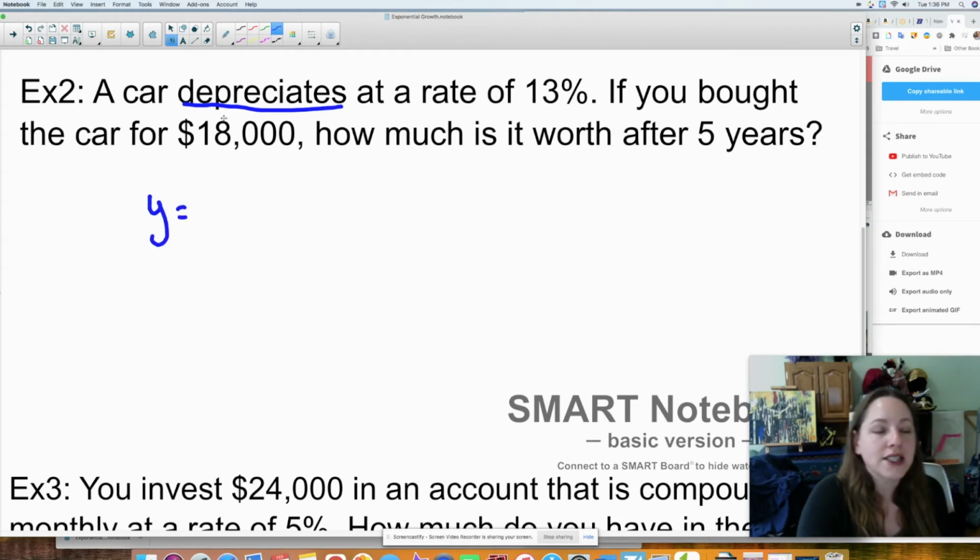Y equals, it said I bought the car for 18,000, so that's my initial value. Because it's decay, I'm putting 1 minus. Remember that you have to take the percent, and you have to divide it by 100 to get a decimal, 0.13.